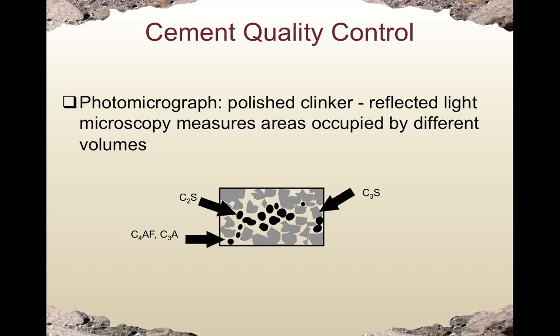For example, C2S has a dark color and round shape. On the other hand, C3S has a light color but an angular shape. Everything in between is a mixture of C3A and C4AF. So actually, we cannot tell the difference between C3A and C4AF based on photomicrograph.